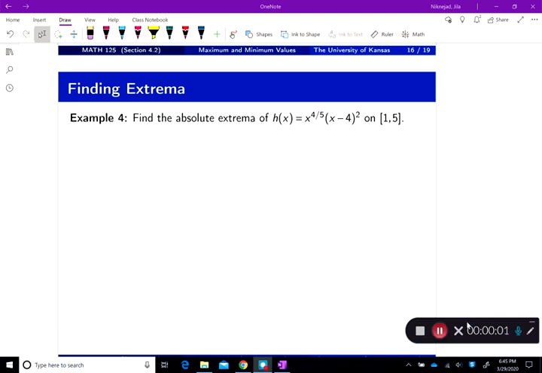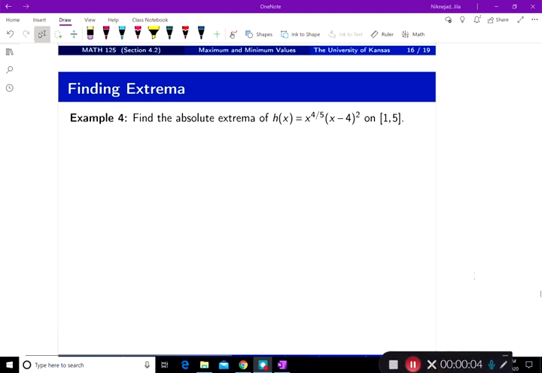Continuing with section 4.2, we want to show another example of the closed interval method. It says find the absolute extrema of h of x equal to x to the power 4/5 times x minus 4 to the power 2. This function is continuous everywhere, and we're limiting the absolute extrema to a closed interval. So the extreme value theorem is satisfied.